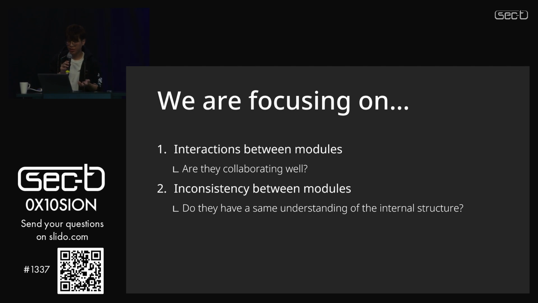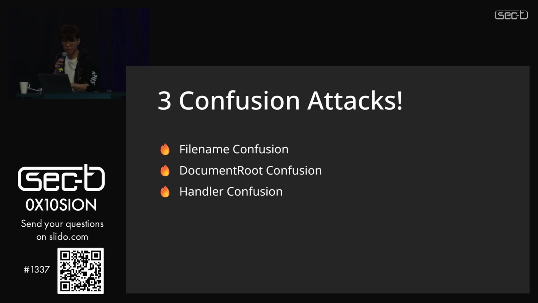But today, if a module accidentally modifies a field it considers unimportant, but is crucial to another module, it could affect the latter's decision. Also, if there is any misunderstanding on any field within this structure, it can create security issues as well. So from this starting point, we created 3 different types of attacks. And because all of them are more or less related to the misuse of the structure, we name this attack confusion attack. The following are the attacks we have so far: the file name confusion, document load confusion, and the handler confusion.